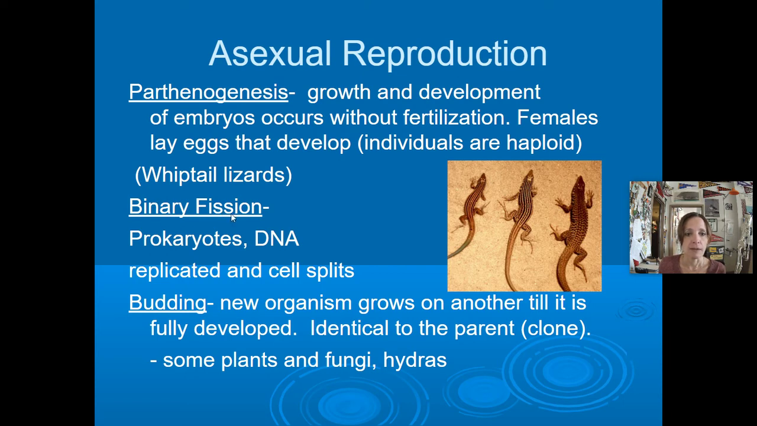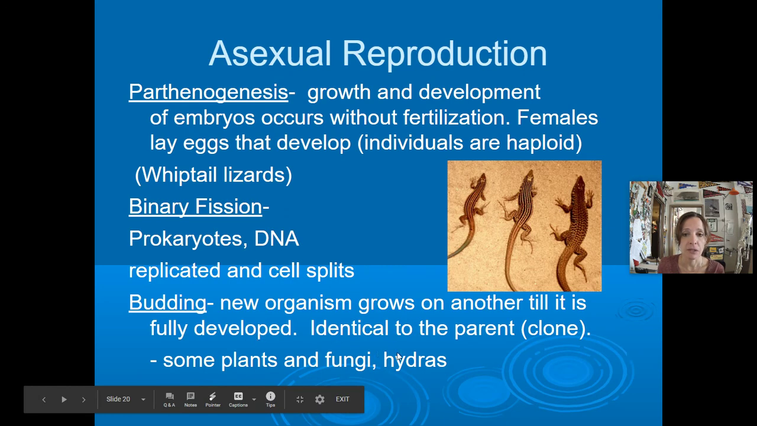So all of their cells are haploid, and their sex cells are basically just a regular cell that becomes a new lizard. Binary fission, we talked about a little bit before, and that's in prokaryotes, the bacteria, where the DNA is replicated and the cell just splits. And then budding is where a new organism grows on another one until it's developed. And it's identical, a clone. So some plants do this, like aspens do this, fungi, and then hydras, which are a part of a jellyfish lifestyle.